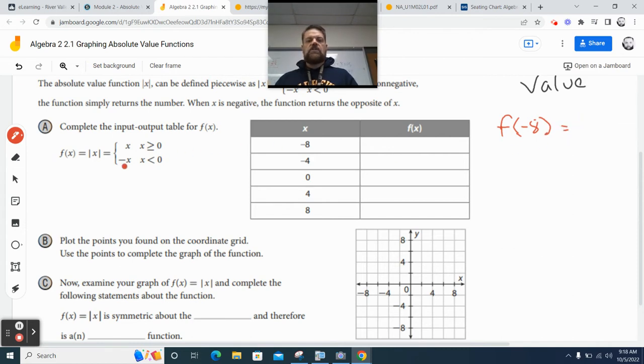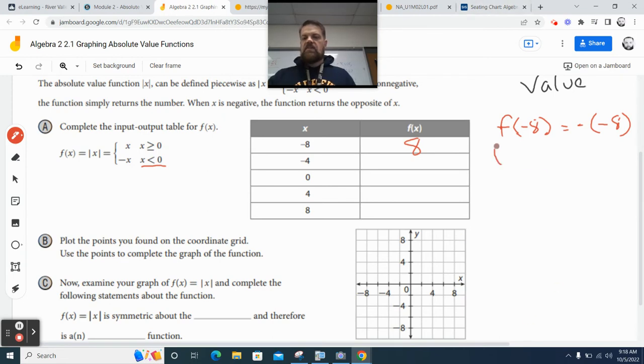It's a piecewise function. So what is my x value? Well, my x value is less than 0, right? So when it's less than 0, I'm going to multiply it by a negative number. In other words, I'm going to have negative x. But instead of x, I'm really going to say -8. So wherever there's an x, I would plug in -8. So what's the negative of -8? +8.